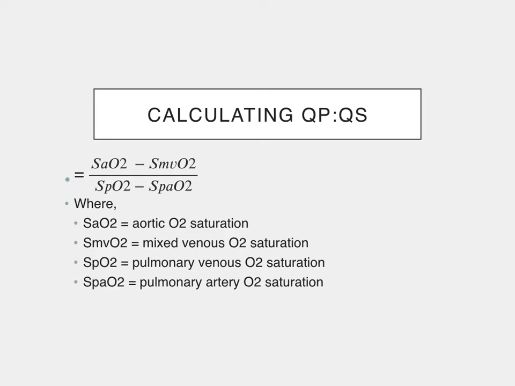The SpvO2 is the pulmonary venous oxygen saturation, so that blood in the pulmonary veins coming immediately from the lungs and towards the left side of the heart. And finally, the SpaO2 is the oxygen saturation of the blood in the pulmonary artery. We'll talk about assumptions that you have to make in order to obtain the SpvO2 and the SpaO2 if you're doing this at bedside using your venous and arterial blood gas samples.